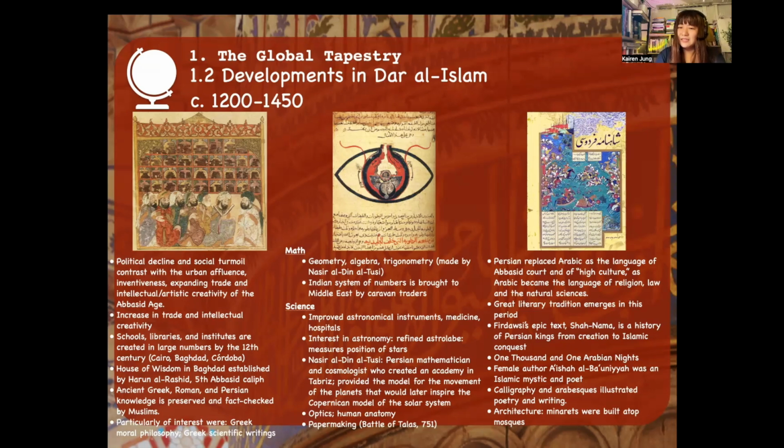There was an amazing literary tradition that emerged in this time period. Firdausi's epic text, the Shahnameh, was a history of Persian kings from the creation to the Islamic conquest. You had 1001 Arabian Nights being written here. The female author Aisha al-Baunia was an Islamic mystic and poet, and there was a lot of calligraphy and arabesques illustrating poetry and writing, and in architecture you had minarets being built atop mosques.